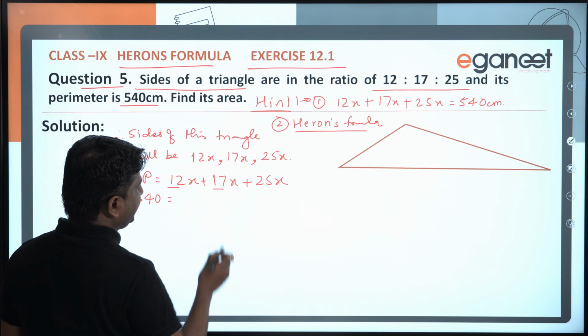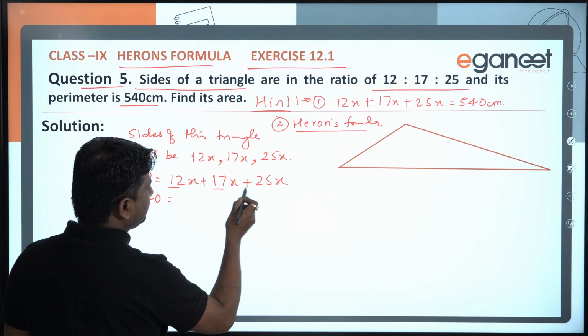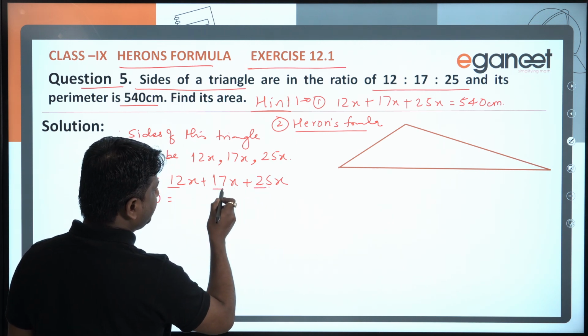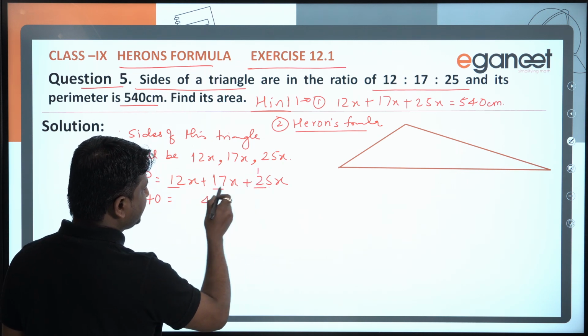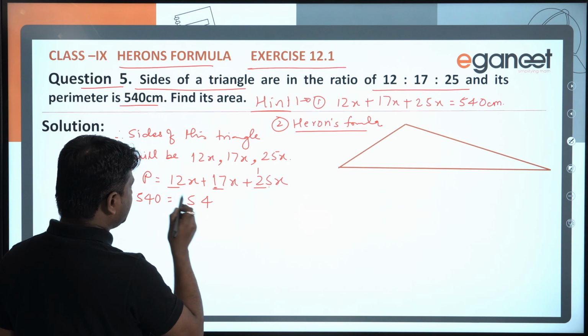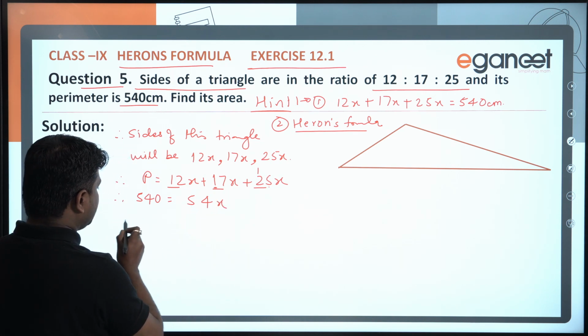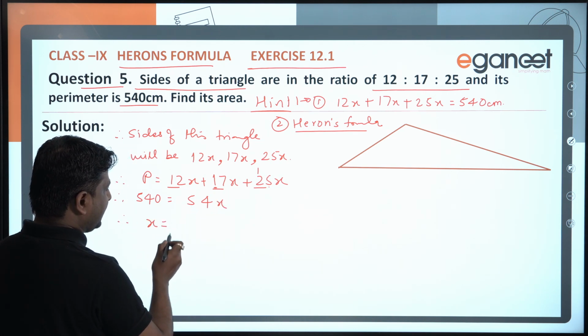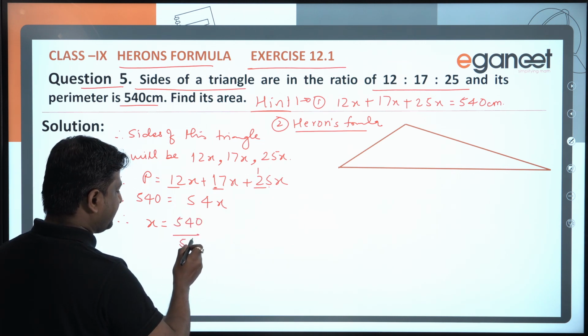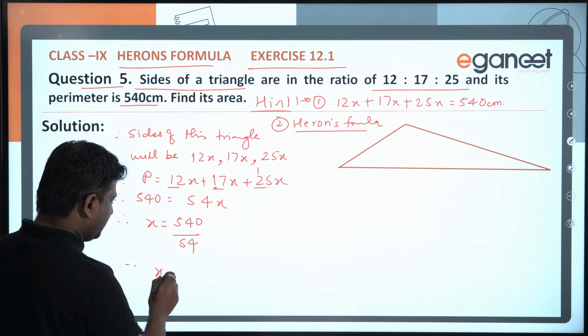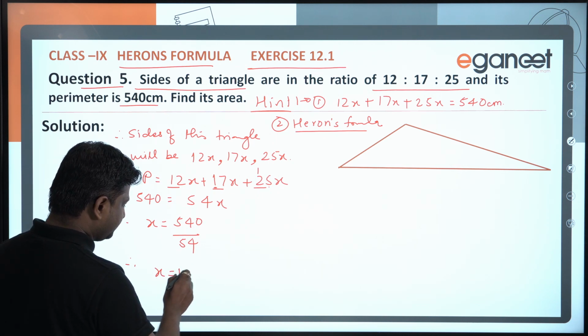12 plus 17 plus 25: 5 plus 7 is 12, 12 plus 2 is 14, write 4, carry 1, 2 plus 1 is 3, 3 plus 1 is 4, 4 plus 1 is 5. This is 54x. So we have the value of x as 540 divided by 54. It means the value of x will be equal to 10, right?